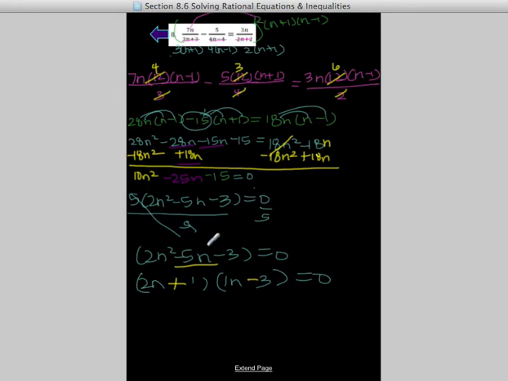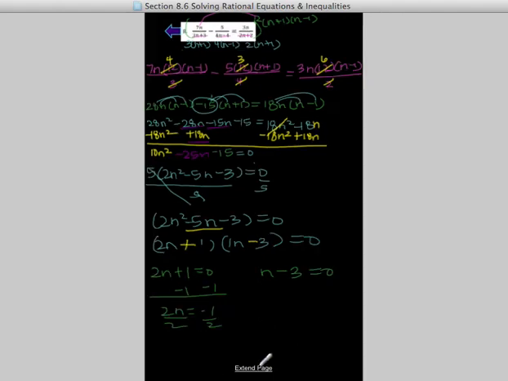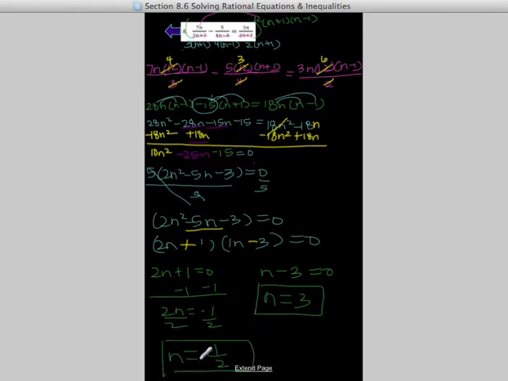So I have 2n plus 1 equals 0. And I have n minus 3 equals 0 because 1n is just n. I would subtract 1. So 2n is equal to negative 1. Divide by 2. So I get that n is equal to negative 1/2. I go ahead and move to my other one. I add 3 to both sides, so n is equal to 3. I plug both of these into my denominators, and I do not have any problems. So I have 2 answers. n equals negative 1/2, and n is equal to 3.